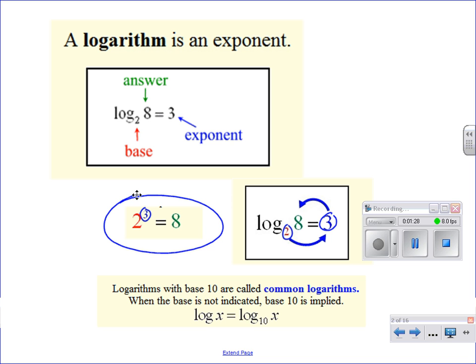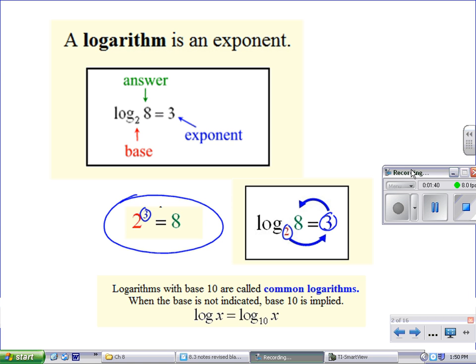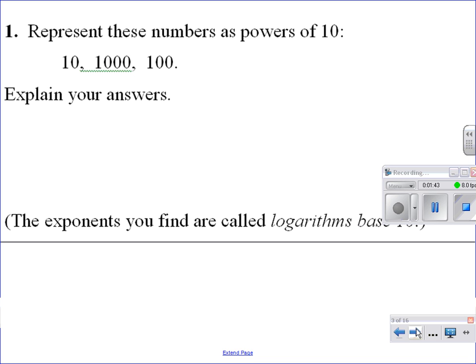But those are just the mechanics, though. That's the mechanics. What we want to know is, well, what does a logarithm mean? So we're going to start talking about base 10, going through that worksheet that I gave you today. If I represent these numbers right here, that's quick and easy for us, right? This is 10 to the first, so 10 equals 10 to the first. 1,000 equals 10 to the third, and 100 equals 10 squared. Well, these exponents here are basically logarithms, okay?